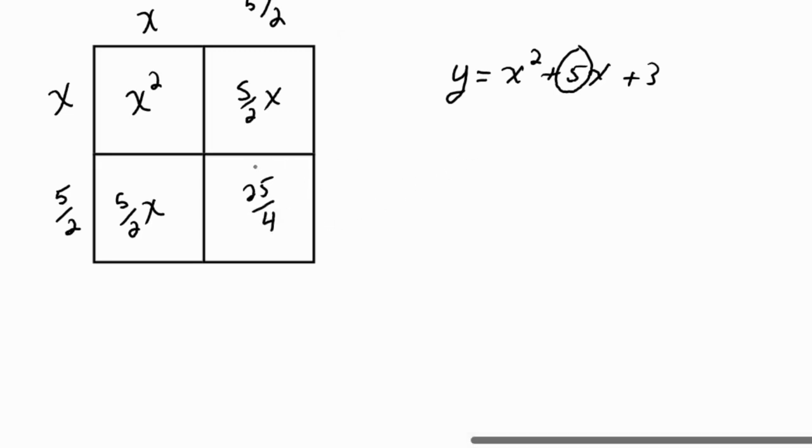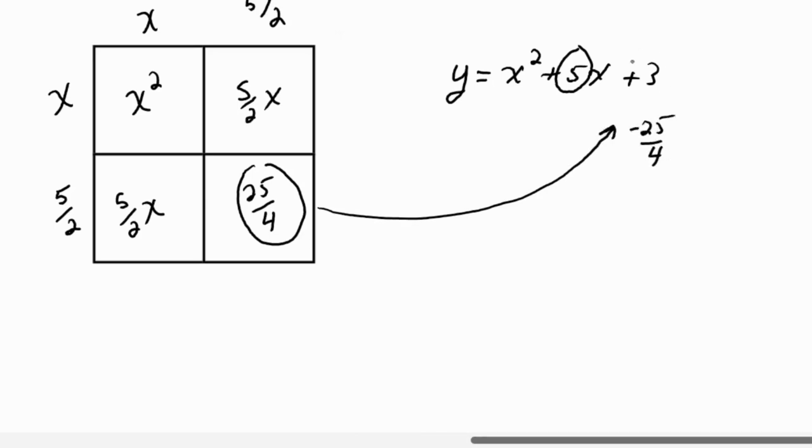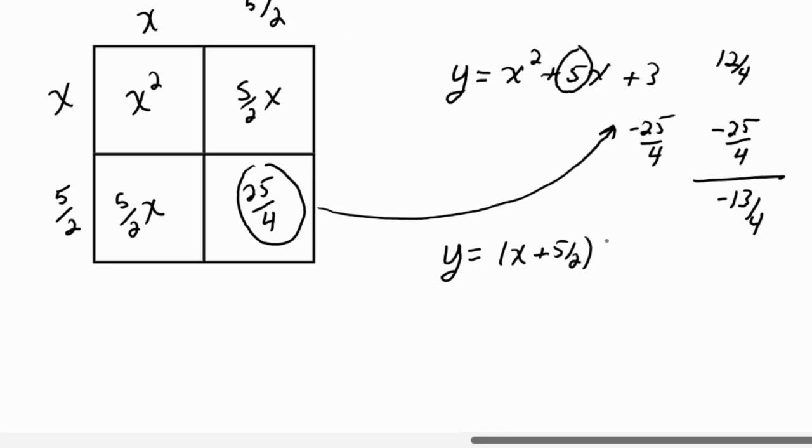Now we have to take the 25 fourths and subtract it from the 3. Well, 3 whole is 12 fourths, because we need a common denominator to subtract. 12 fourths minus 25 fourths is negative 13 fourths. So if we go back now and write this as a perfect square, we would get y equals x plus 5 halves squared minus 13 fourths.